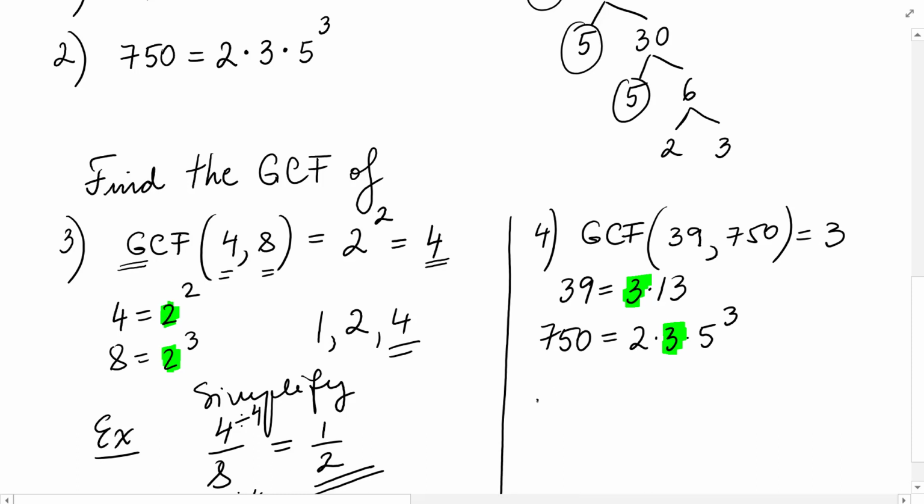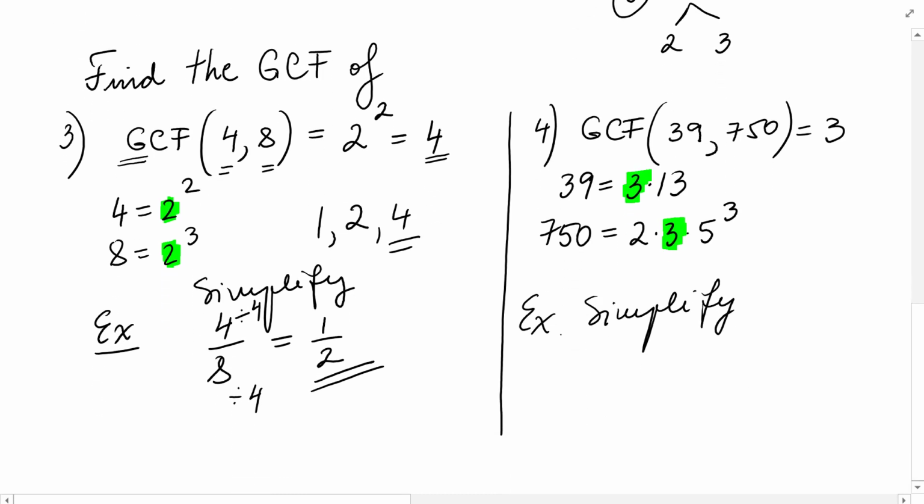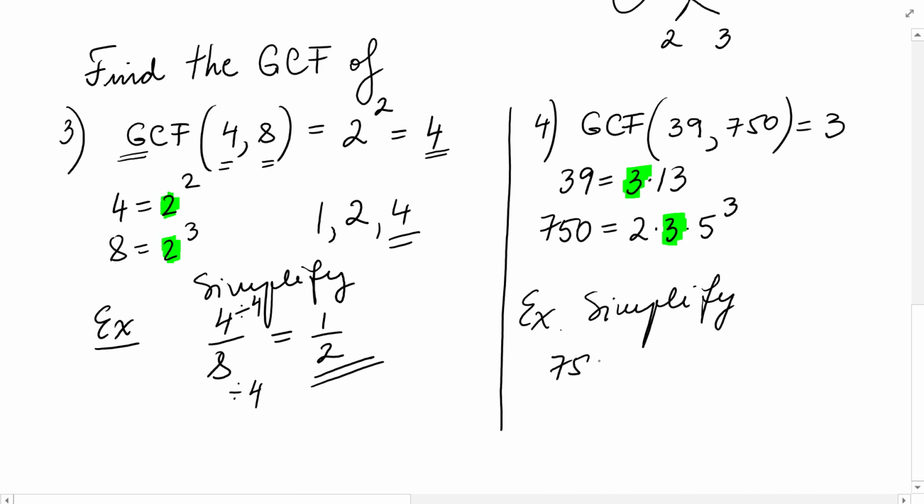What does that mean? Well, if you had the problem simplify the fraction 750 over 39, you could divide both of them by 3, and you would get 250 over 13. You can change that into a mixed number, or we can leave it like that.